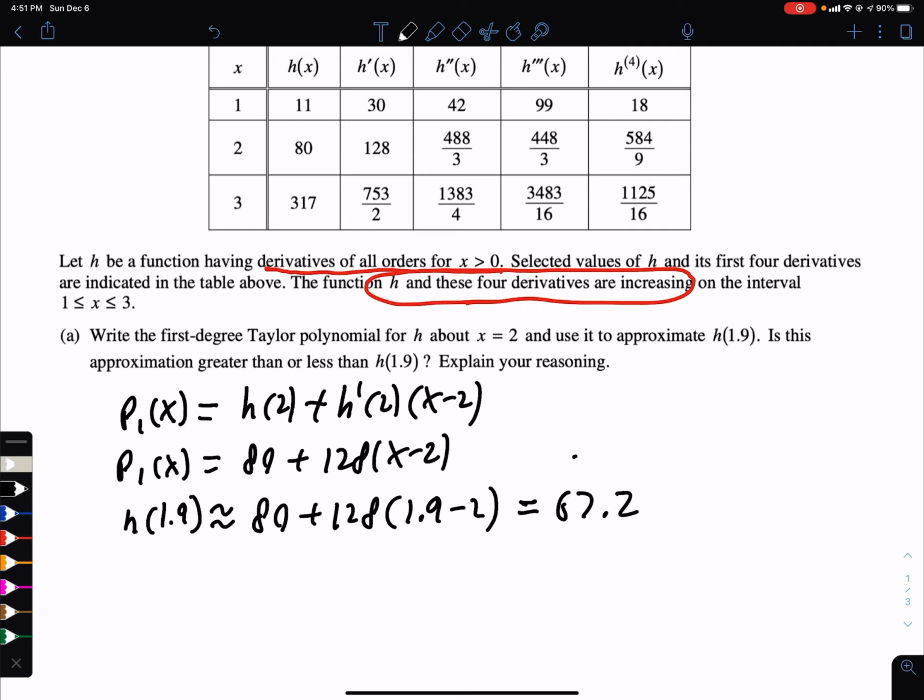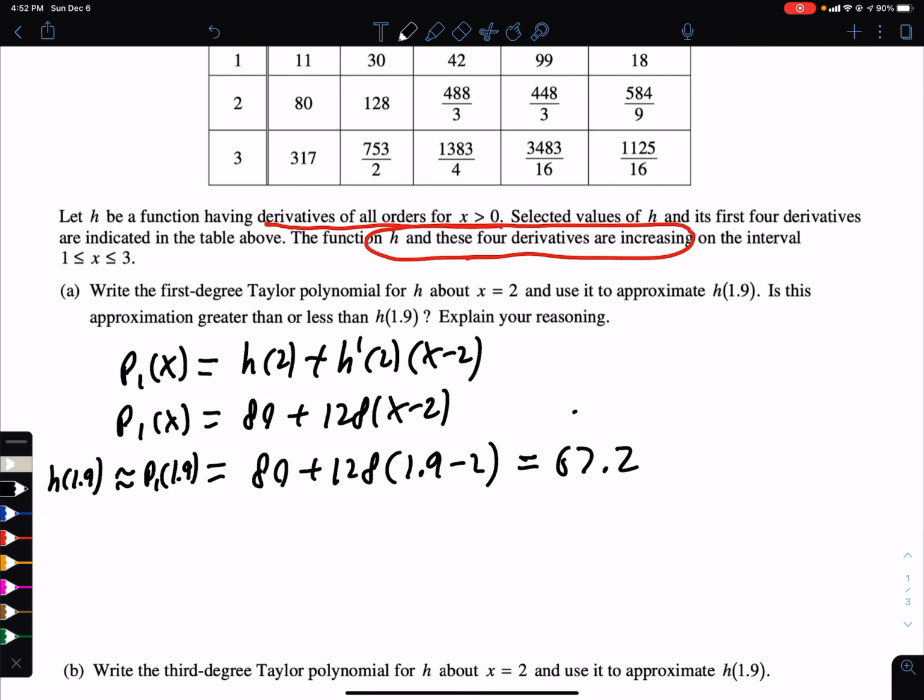And that's our Taylor polynomial. So we could say that's P1 at 1.9. Here, let me rearrange this because that's improper. This is P1 at 1.9, and that's going to equal that, but this is approximating h at 1.9. Then it asks us, is this approximation greater than or less than h at 1.9? How do we figure this out?